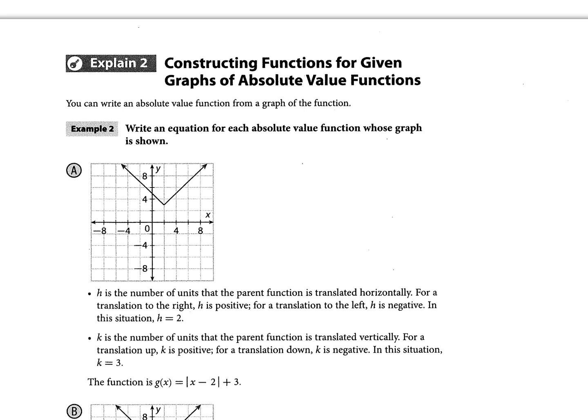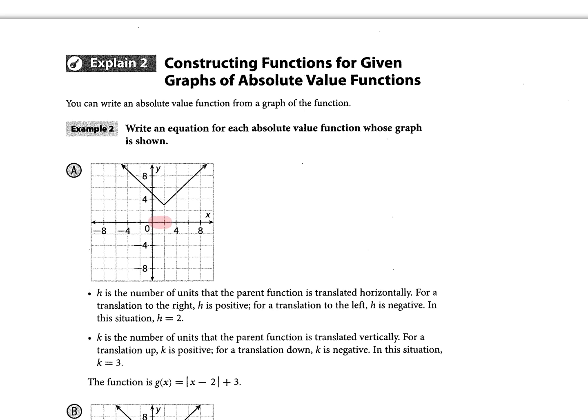Constructing functions for given graphs of absolute value functions. You can write an absolute value function from a graph of the function. Write an equation for each absolute value function whose graph is shown. It tells us h is the number of units that the parent function is translated horizontally, meaning left or right. For a translation to the right, h is a positive value. For a translation to the left, h is negative. In this situation, h is 2. You can see they shift to the right 2 spots.